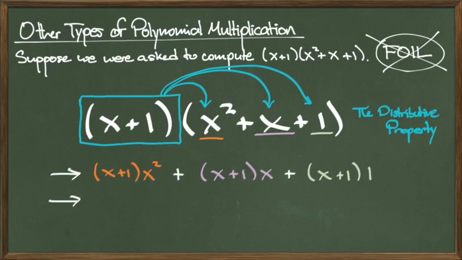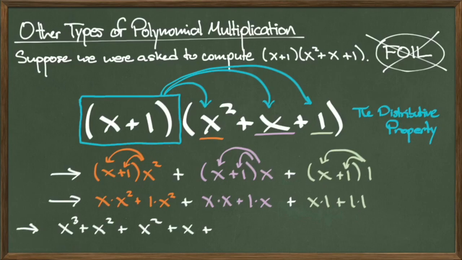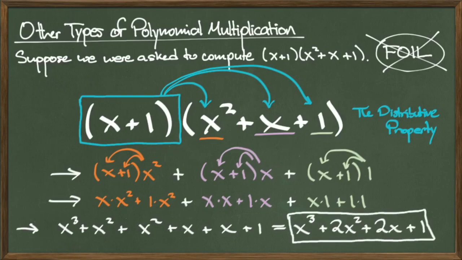So look at the first term, quantity x plus 1 times x squared, and distribute the x squared across the quantity, like so. Do the same thing again and distribute x across the quantity x plus 1. And then lastly, distribute 1 across the quantity x plus 1. Now we can simplify and add everything together. This will give us a final answer of x cubed plus 2x squared plus 2x plus 1.